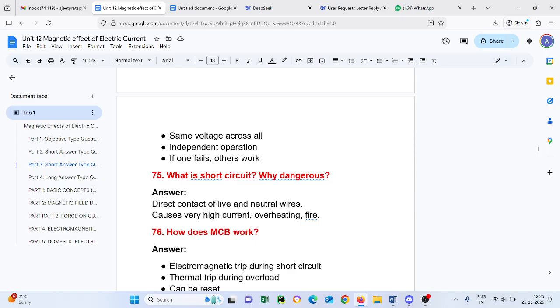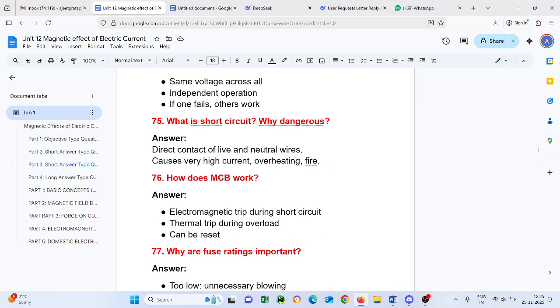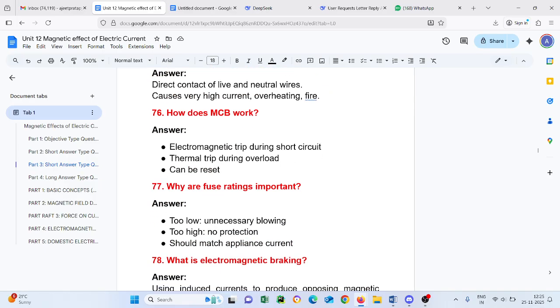How does an MCB work? Electromagnetic trip during short circuit. Thermal trip during overload. It can be reset. Why is fuse rating important? Too low causes unnecessary blowing. Too high gives no protection. It should match the appliance's current.